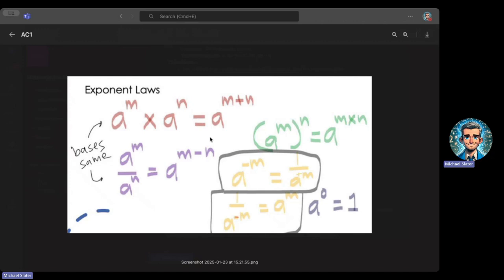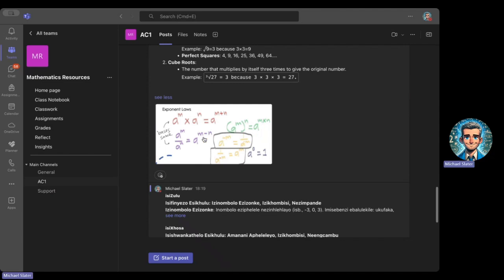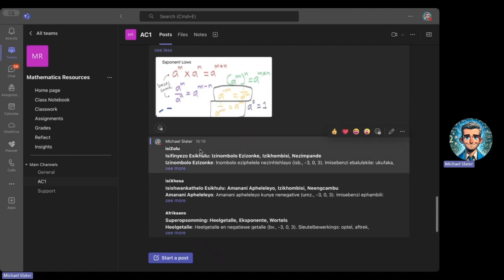All right, here are the exponent laws that you need to know. We're going to go into them a bit deeper next week.